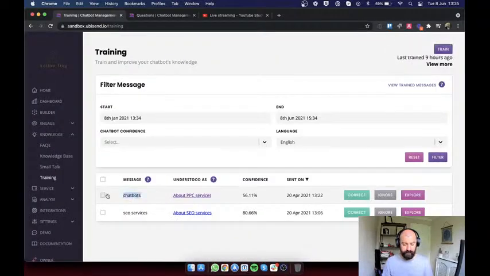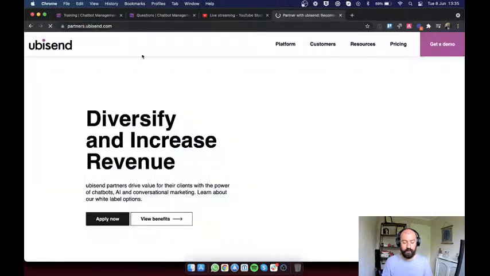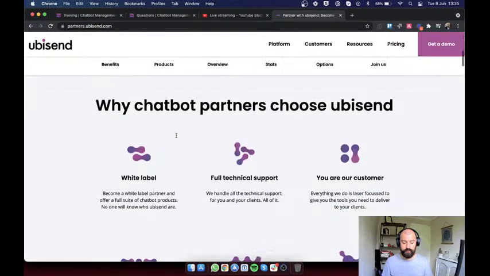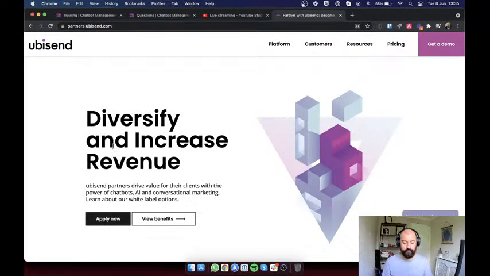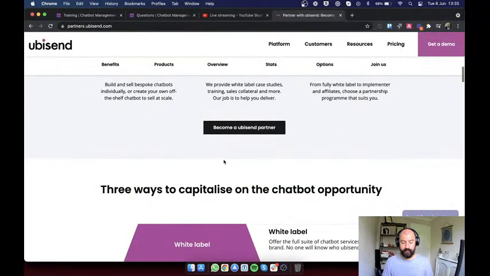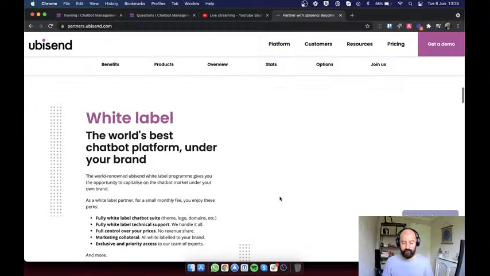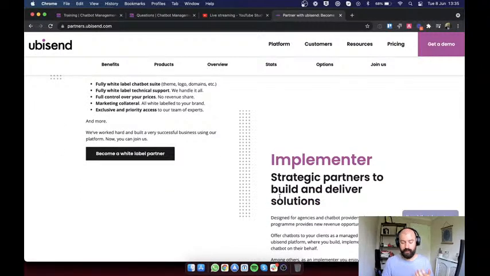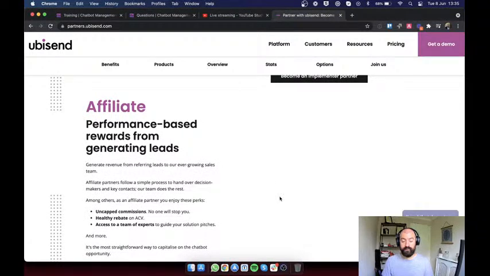And then chatbots. Well, actually, this is a marketing agency, and a lot of marketing agencies build chatbots, particularly through our partner program, which I'm just going to show you at partners.ubisend.com. If you are a marketing agency and you want to start providing chatbot services to your customers, you can become a ubisend partner, which comes with loads of benefits, and is mostly free unless you want to white label the platform. But it allows you to use the full power of the ubisend platform to generate a new revenue stream for your company, which is great.